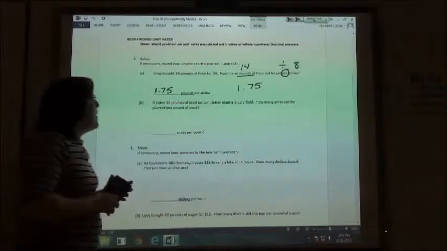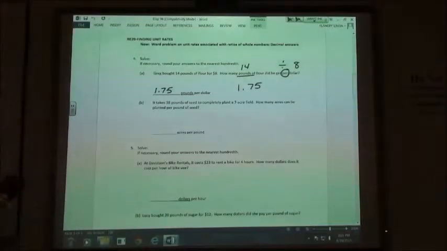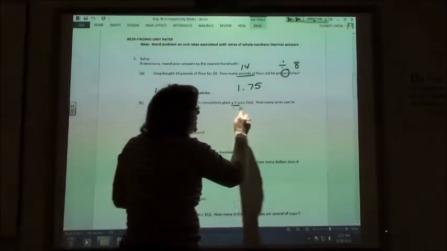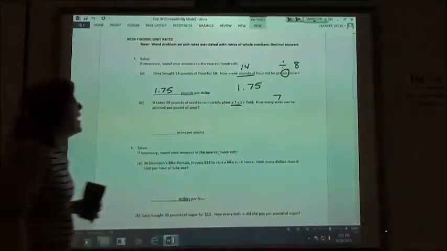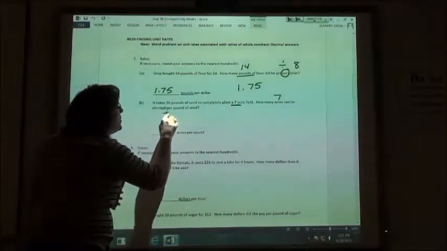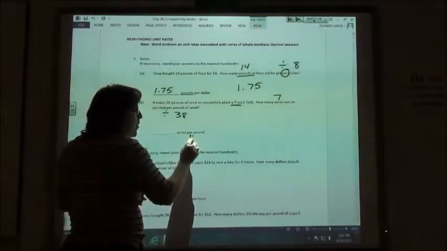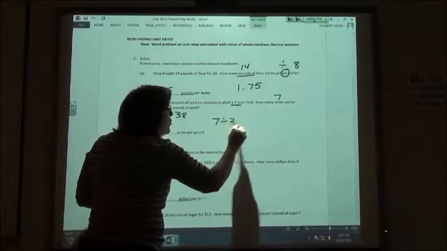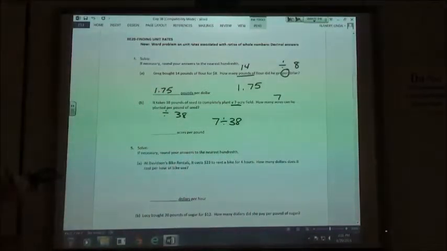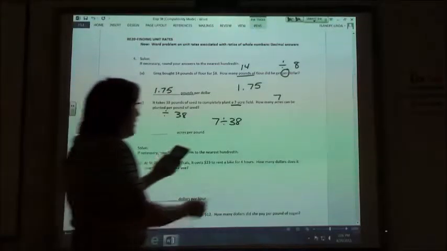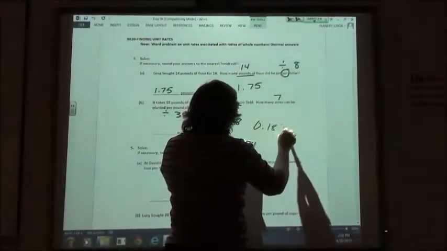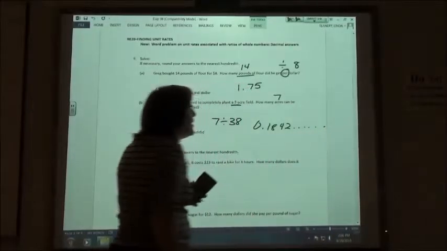Part B, it takes 38 pounds of seed to completely plant a 7-acre field. How many acres can be planted per pound of seed? So how many acres is the 7 can be planted per pound, so divided by the number of pounds, 38. Acres per pound, 7 divided by 38. It's got to be in that order. So 7 divided by 38 on my calculator gives me 0.1842, it keeps going and going and going.